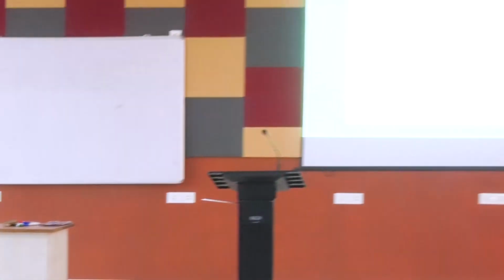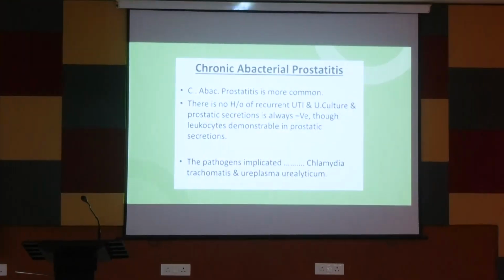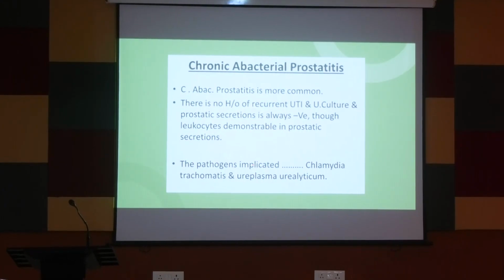So chronic bacterial prostatitis is more common. No history of recurrent UTI and urinary culture, prostatic secretion always negative. But the pathogens implicated are Chlamydia trachomatis and Ureaplasma urealyticum. So this is an important question for MCQ. Chronic bacterial prostatitis, the pathogens implicated are Chlamydia trachomatis and Ureaplasma urealyticum.